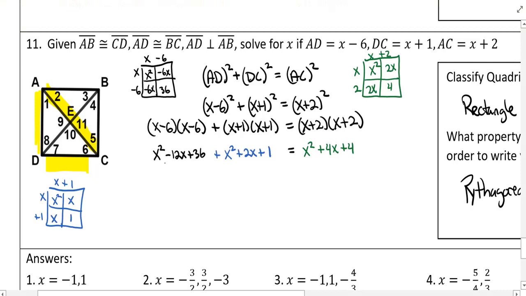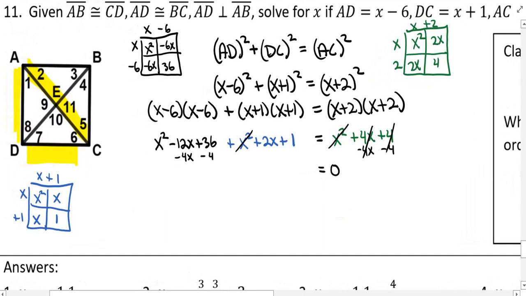Alright. I'm going to subtract x squared from both sides. I'll subtract 4x from both sides. And I'll subtract 4 from both sides of the equation so that the right side is equal to 0.